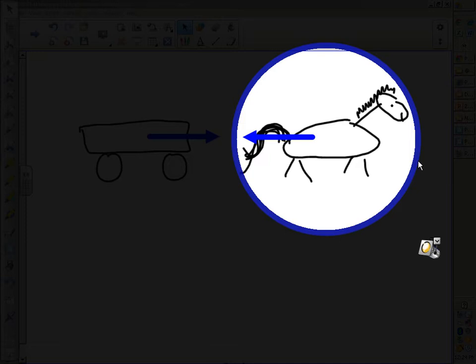All right. So, in this picture, as I have it drawn up on the board, this horse is only experiencing one force. And because of that force, it would start moving. But it would start moving which way? Backwards.